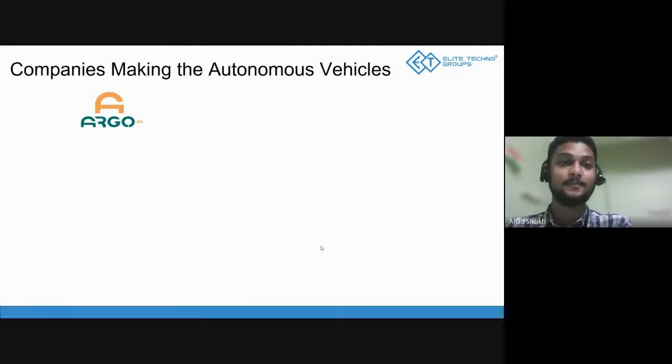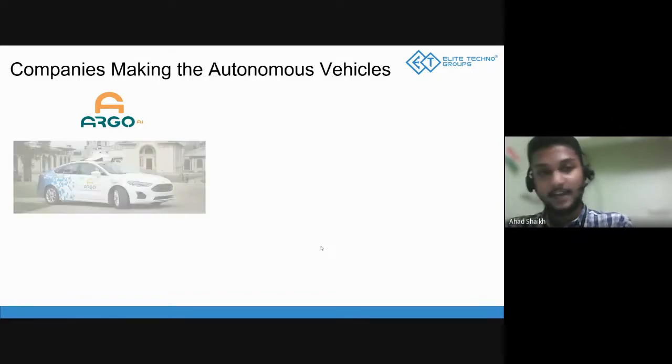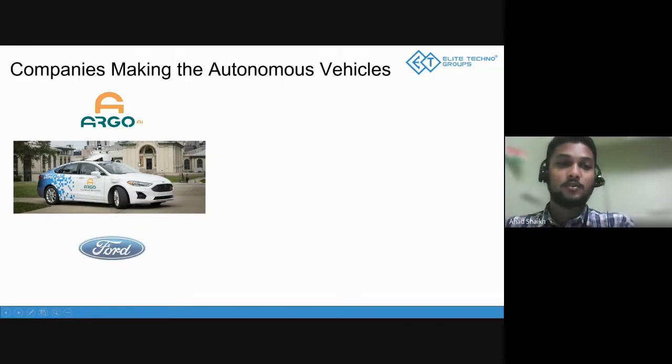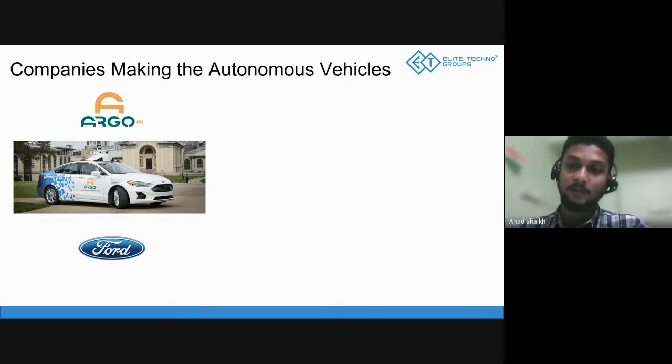Okay, so there is Argo AI. Argo AI is basically backed by Ford Motors. Ford Motors own this vehicle, and they have also put a lot of vehicles on the road in San Francisco and other cities of America, where they have been collecting a lot of data and the behavior of other manually driven vehicles, so that they can update their systems.